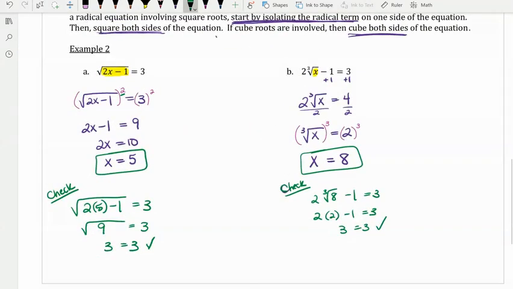Okay. So there's where if you have a radical in your equation to start with, we want to get the radical by itself and then square it or cube it to get rid of that radical and then solve just like you normally would.